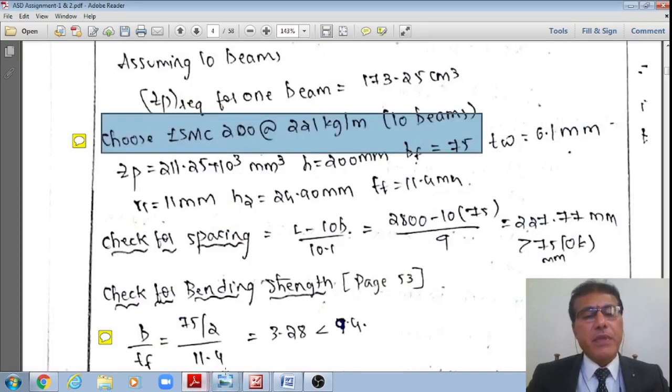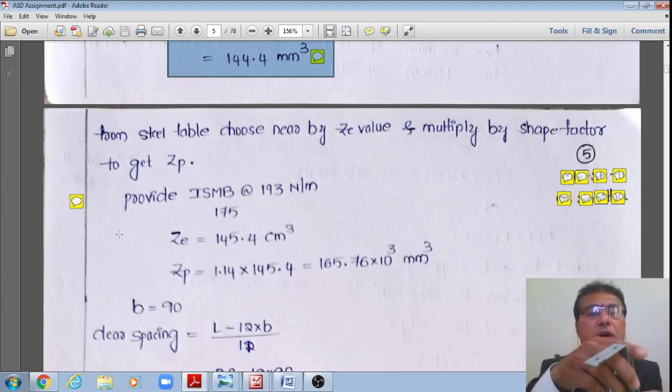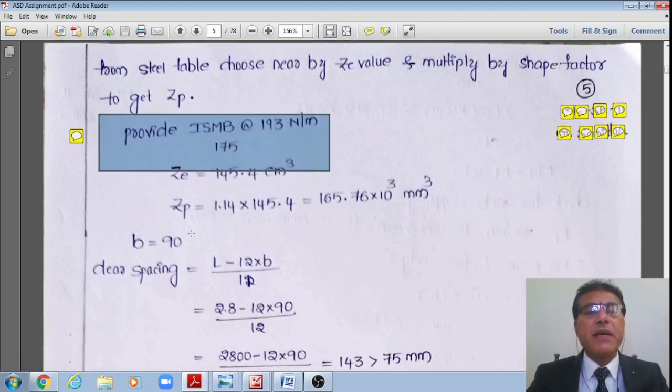However, now if I provide the beam series instead of channel sections like this, how will the design change? There is only a change in numerics. As per IS 800 1984, either you may use channels like that or I sections like this. Therefore, if I now use ISMB 175 at the rate of 19.3 kg per meter, right?